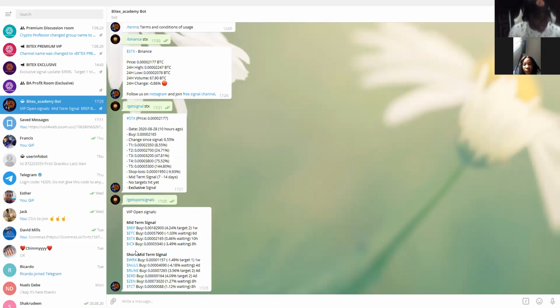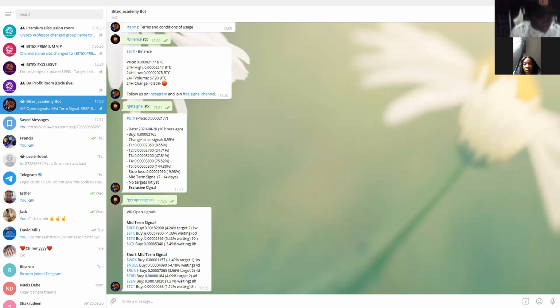This is trying to tell you that these are coins that have never gone above 5%. You can see that ERP is at 4.24%, but it's showing you target two. It means that this coin has already hit target two before it dropped. We posted this coin since 1 week ago. You can see 1W. We have posted it since 1 week ago.